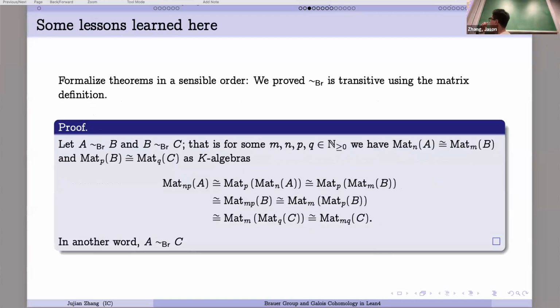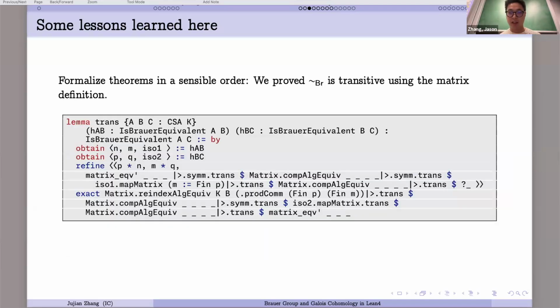So some lessons I learned from doing this part is that maybe it's a good idea to write down the full picture first before you start doing anything, because we proved that this relationship is transitive by using the matrix definition. So you just compose 1, 2, 3, 4, 5, 6 isomorphisms together. And in Lean, you need to do a bit more because a matrix over a matrix of dimension m times n is not literally a matrix of dimension n times m. So you need to compose some trivial isomorphisms.